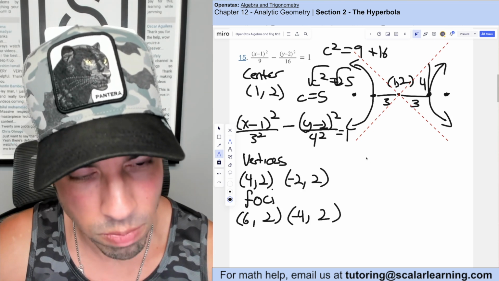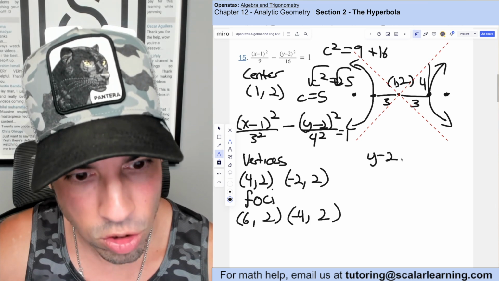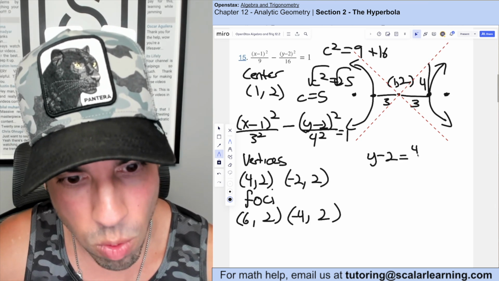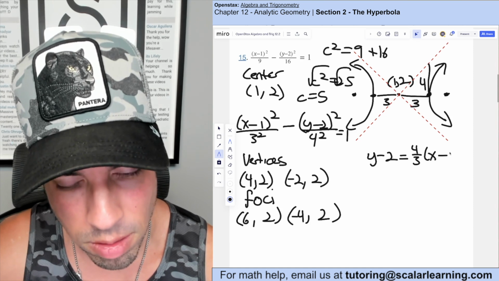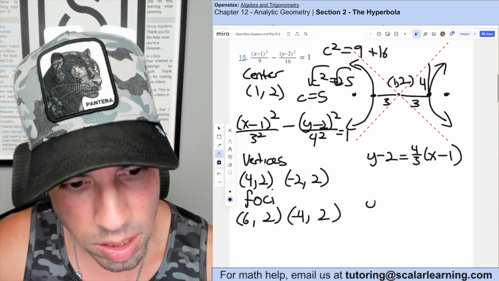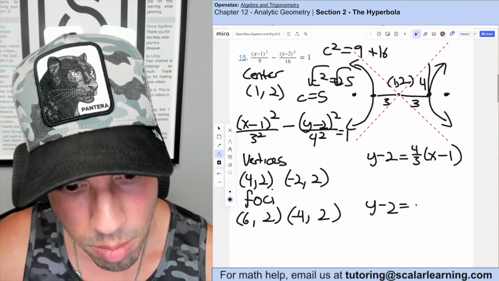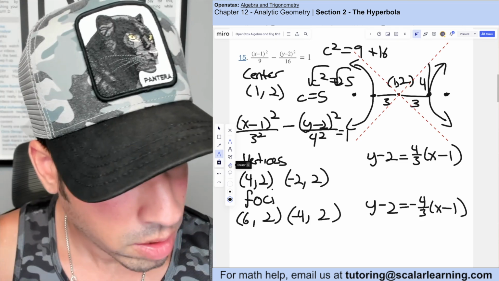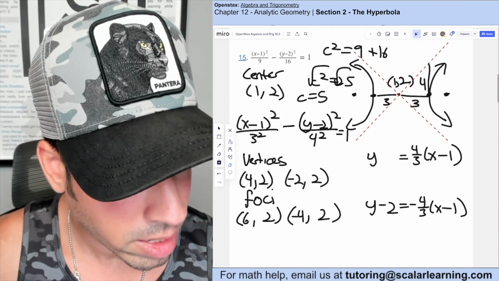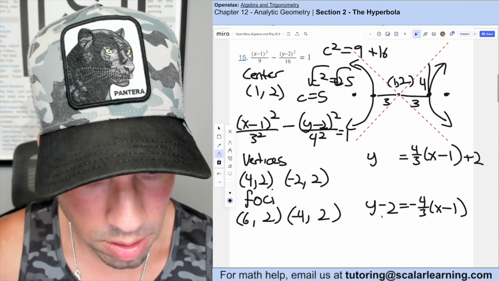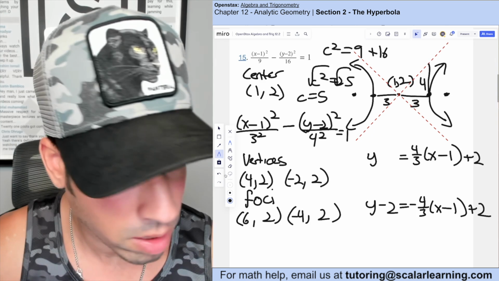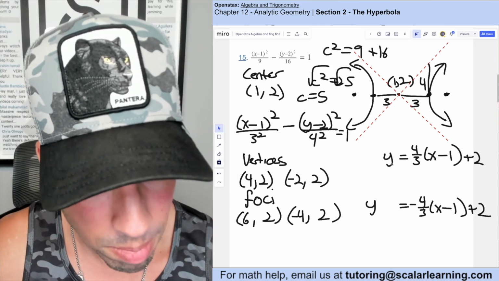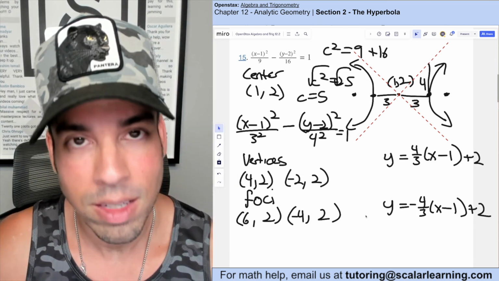So in point-slope, first I could say y minus 2 equals 4/3 times (x minus 1). And for the other asymptote, it's the same point, but now it's negative 4/3 times (x minus 1). All they did in the answers is they added 2 to this side. Same thing here, added 2 to this side and got rid of those minus 2's like that, but it's the same thing. But anyways, that is how you do it.